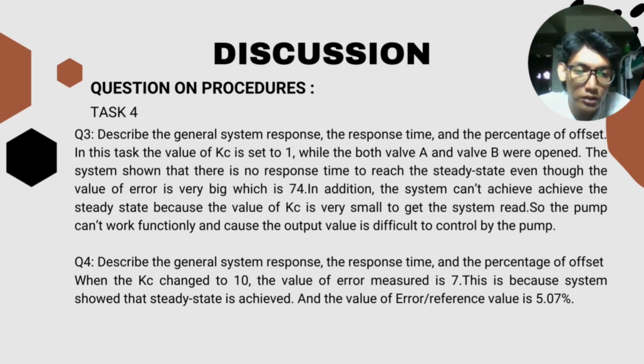The fourth question is describe the general system response, the response time and the percentage of offset. When the KC changes to 10, the value of error measured is 7. This is because the system shows that steady state is achieved and the error relative to the reference value is 5.07%.